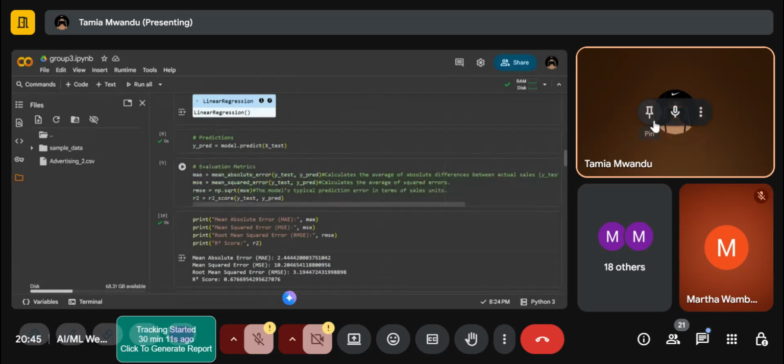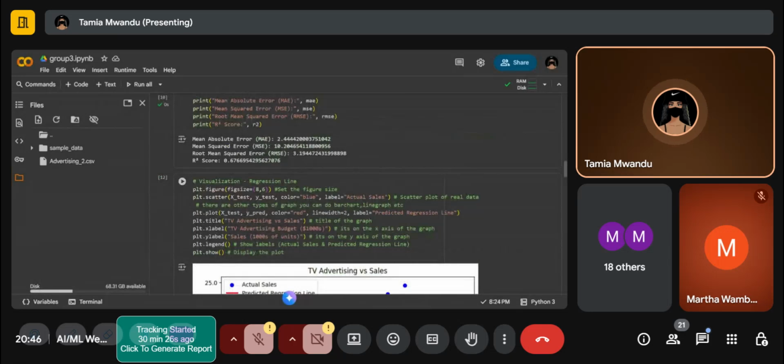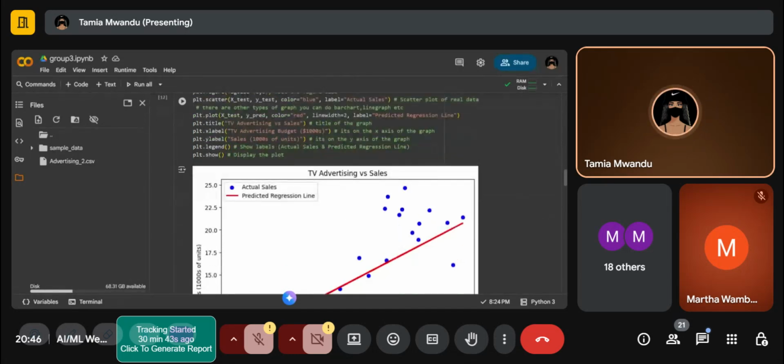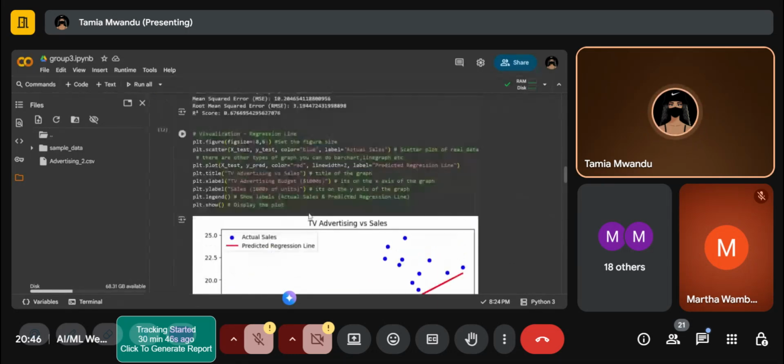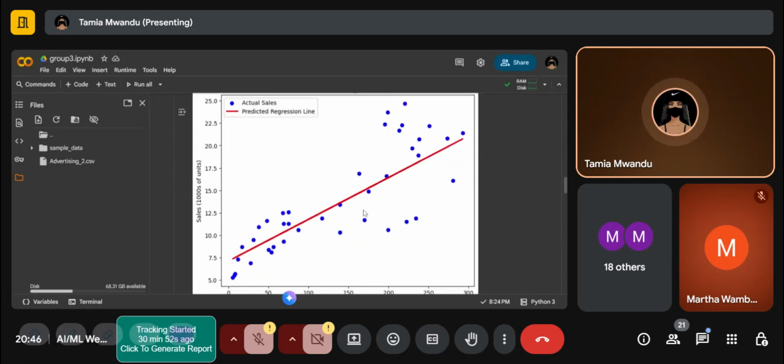Also, we did this one over here, which calculates the average of the squared errors, and here we presented the results. Here we went to the visualization of our regression line. As you can see over here, we did a comparison of advertising versus sales. And here we plotted the scatter plot, and this shows the regression line over here.